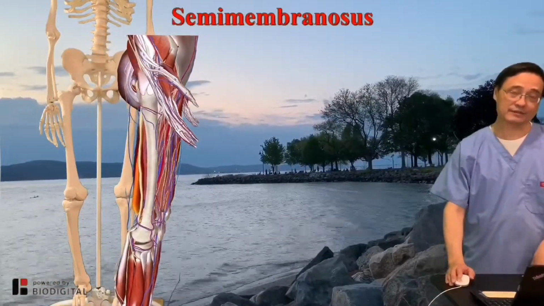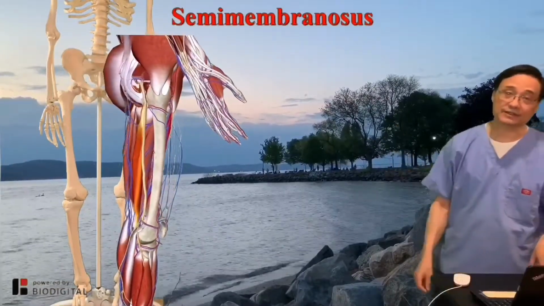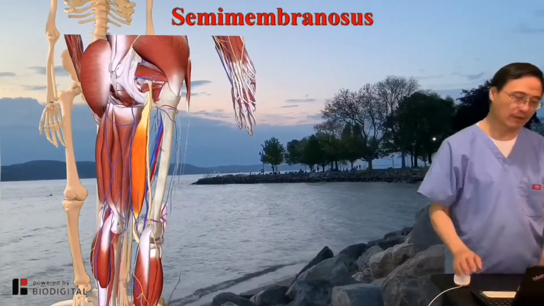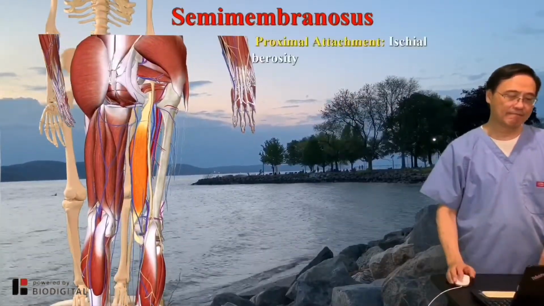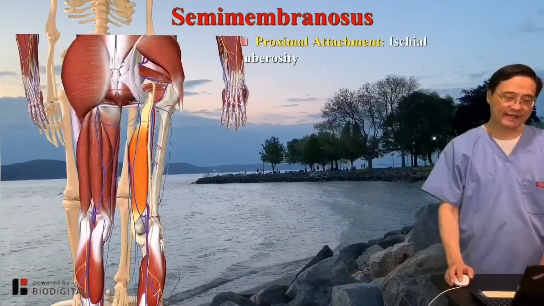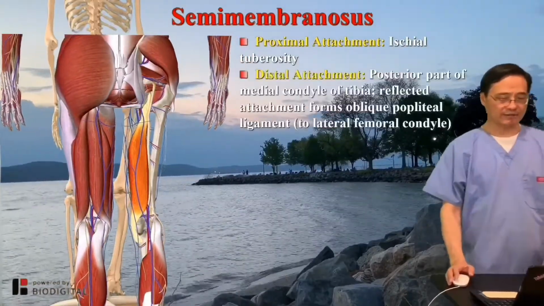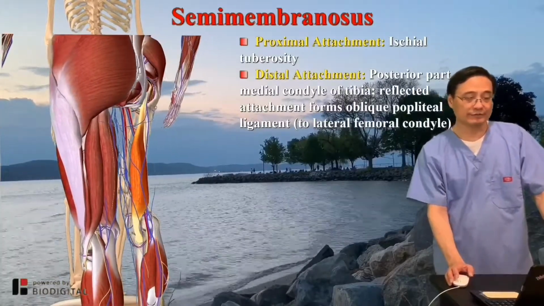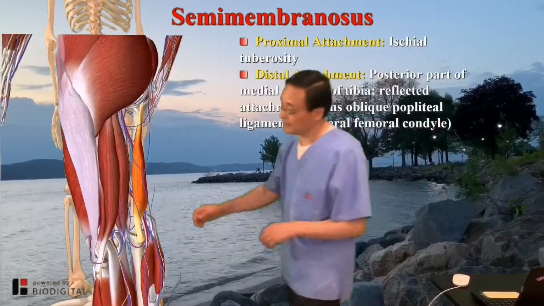Semimembranosus. Well, the name tells you that when it goes down distally, it looks like a more membranous type. Okay. Proximal attachment, same thing, ischial tuberosity. Distal attachment, pay attention: the posterior part of the medial condyle of the tibia. Posterior part of the medial condyle.